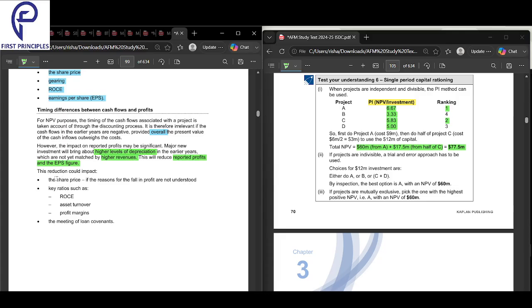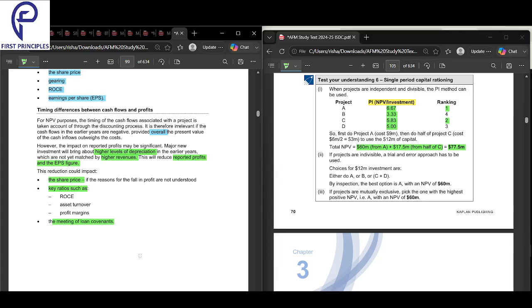So this reduction could impact the share price, it could impact the key ratios, it could impact the loan covenants, right? So when the profit goes low, the profit drop can hit the share price. Investors don't know the profit is low because of a new project. They will just sell. They don't know that much finance, right? So they will just be like, the profit is falling, it's low, sell the share. The key ratios will get worse. Loan covenants might be breached.